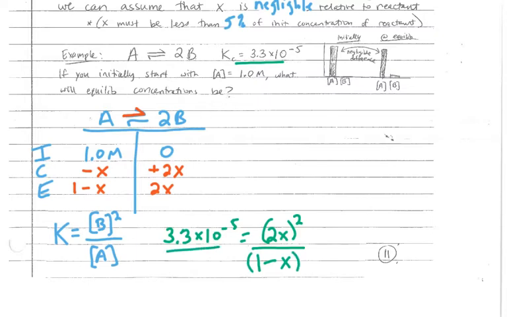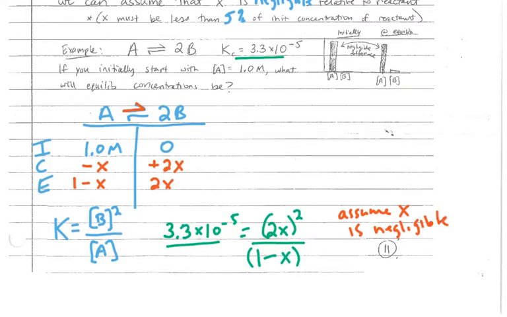All right, since this number is so small, when we solve for x, x is probably going to be pretty small too. And 1 minus some really small number is still going to be 1. So we're going to assume here, because K is a very, very small number relative to the initial concentration of A, that X is negligible. What we mean is, if we assume X is negligible, then we just cross this part out. 1 minus X is still going to be equal to 1, is essentially what we're saying.